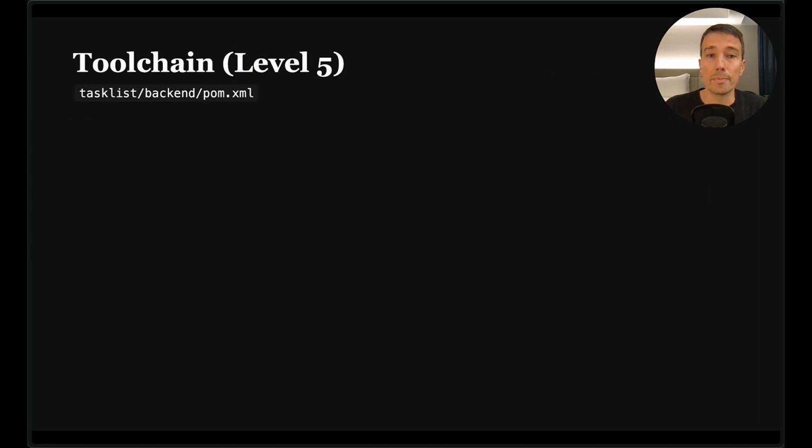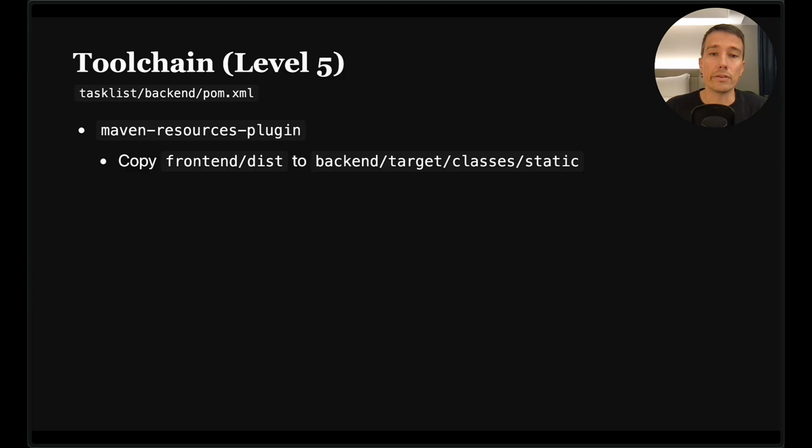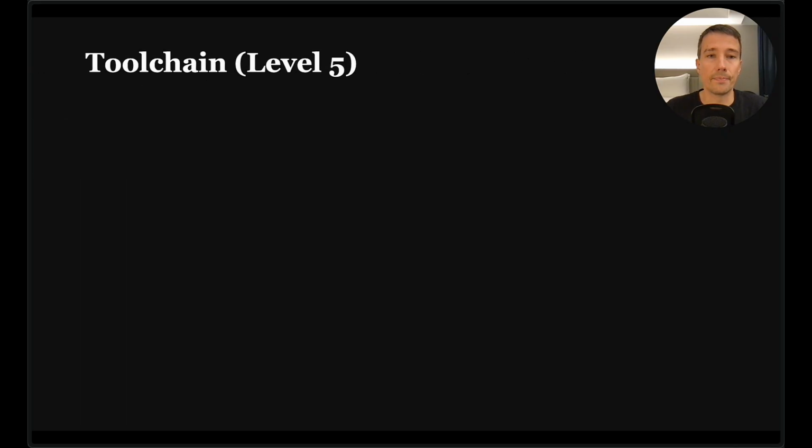The POM.XML in the backend module will be enhanced with the Maven Resources plugin. The plugin will copy the generated frontend bundle to the static directory on the build target folder of the backend. And this will ensure that the Spring Boot backend will automatically serve the frontend bundle when the backend is started.